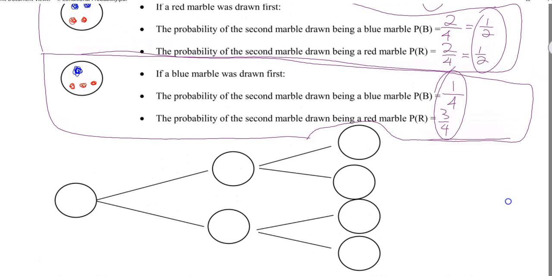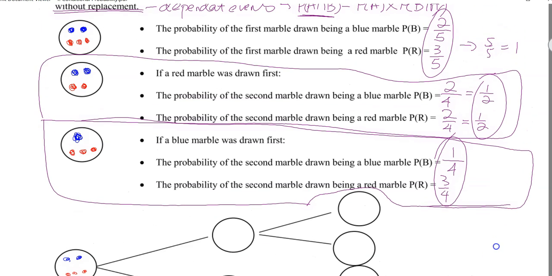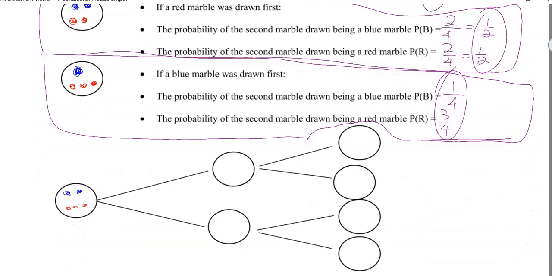So we make a tree diagram, right? We say we start with 2 blues and 3 reds. So here's our starting point. It's 2 blues, 3 reds. And we're just going to go right back up to here and say if the first marble drawn is blue, the probability of drawing that is 2 out of 5. And the other choice is that the first marble drawn is red, which is 3 out of 5.